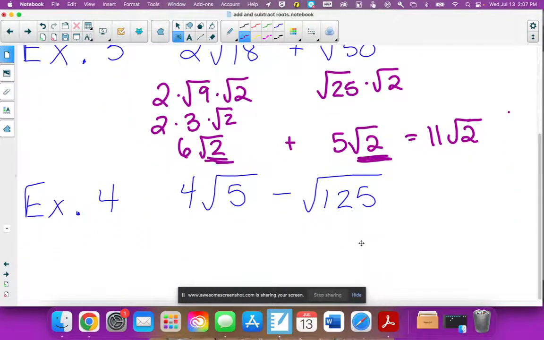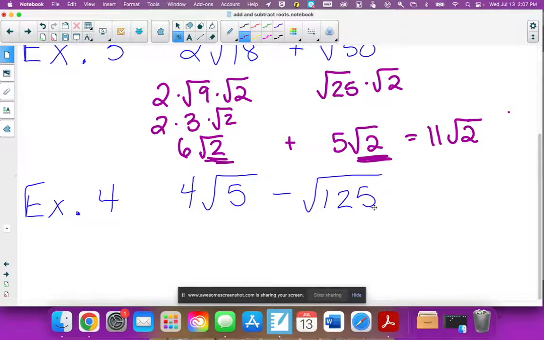All right, so let's try the next one. Now, 4 times the square root of 5 is already done. We cannot do anything with this. 5 cannot be divided by anything that's going to help simplify it. So it's finished. So now we're going to concentrate on the square root of 125.